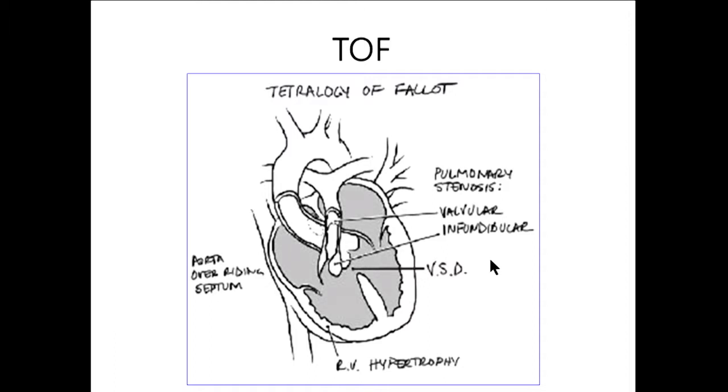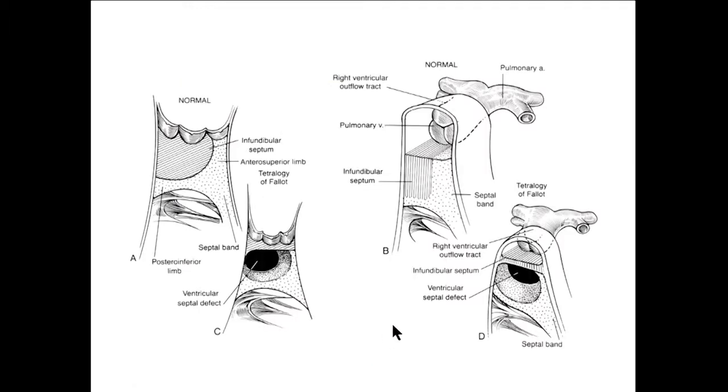In TOF, there is a wide morphological variation in the spectrum of pulmonary stenosis and the VSD. The lesion described by Dr. Fallot was considered to be four major defects: infundibular pulmonary stenosis, VSD, the dextral position of the aorta, and the hypertrophied right ventricle. The big difference between a normal heart and TOF is the formation of the conal septum.